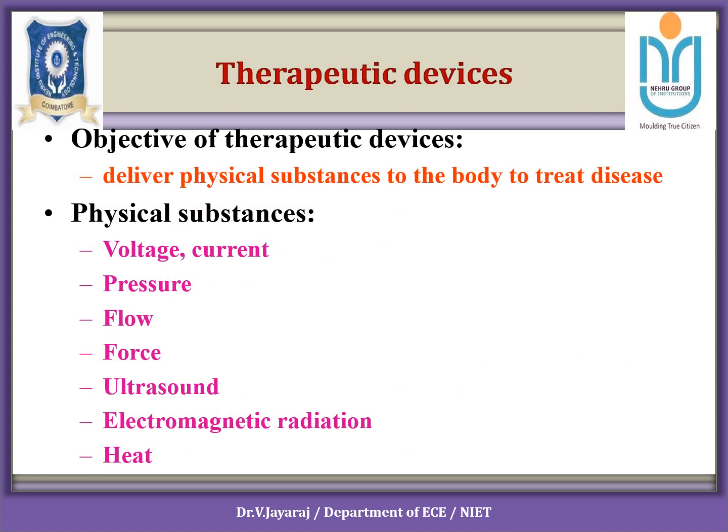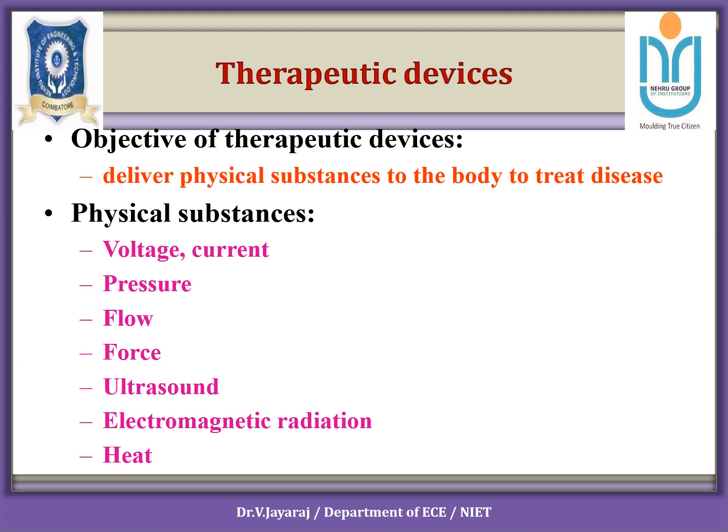So what are therapeutic instruments? Therapeutic instruments are devices which are used to treat the patients. So what type of treatment is given? For example, in dialysis, blood is forced inside our body. How is it forced? Through the use of some blood pump, so external force is required.